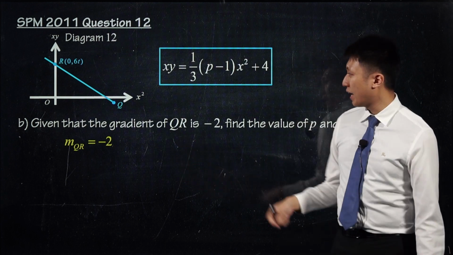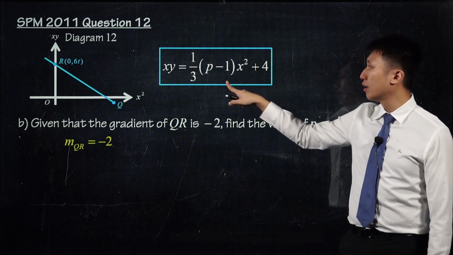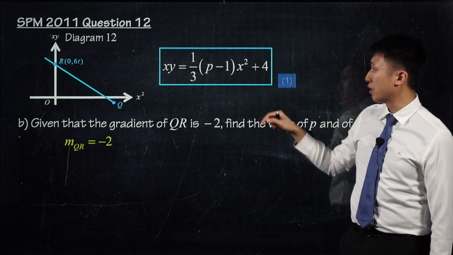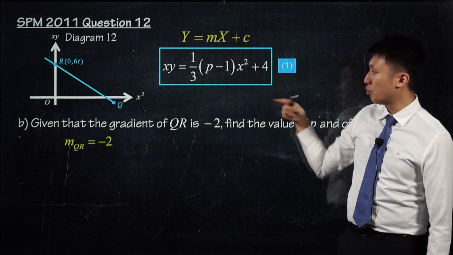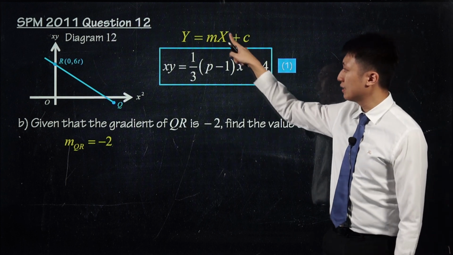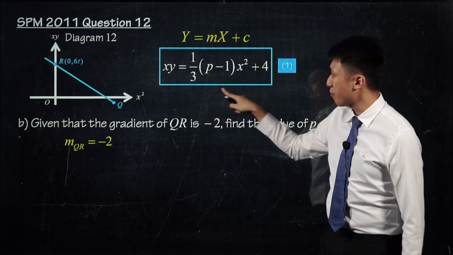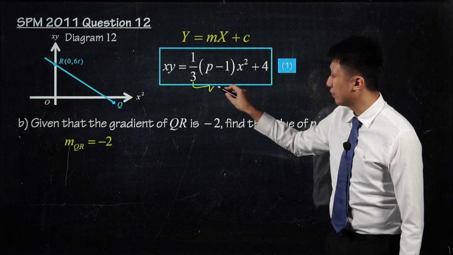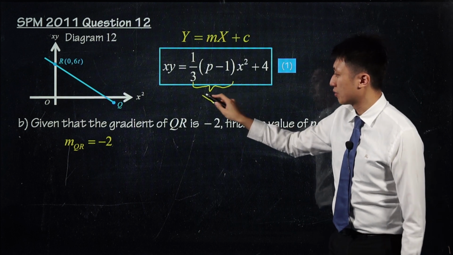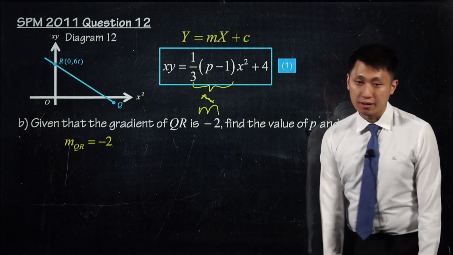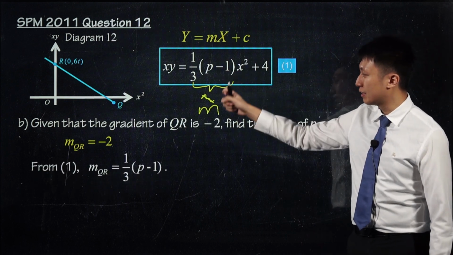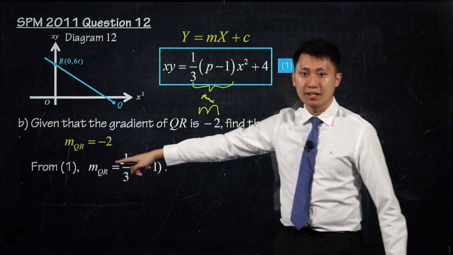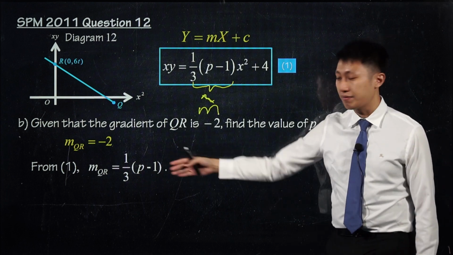M of QR is -2, given here, and then you look at this previous one. Here is y equals mx plus c, right? In this one, this is y equals mx plus c. So what is your m here? Your x is x squared, so your m should be this part. This is your m, right? Okay, sorry, not x. That's m, right? So if that's the case, then this m is the same as this m, so you compare the values, then you can find p.